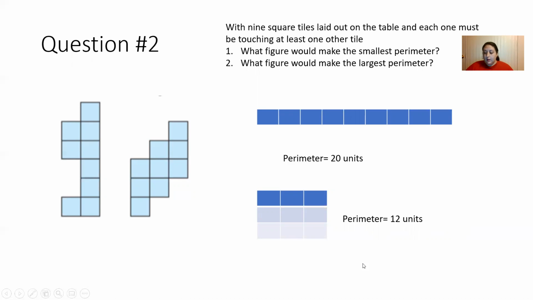Could you arrange this any other way? You could arrange this in many, many ways, but not to get the smallest or the largest. This would be the largest, and this would be the smallest, with one side of each tile touching.